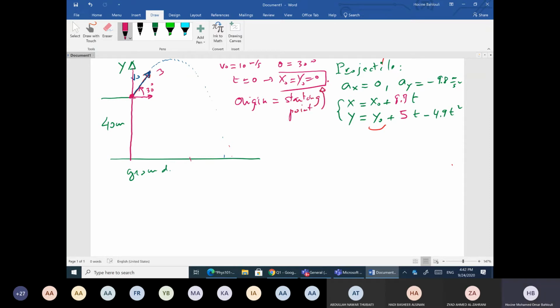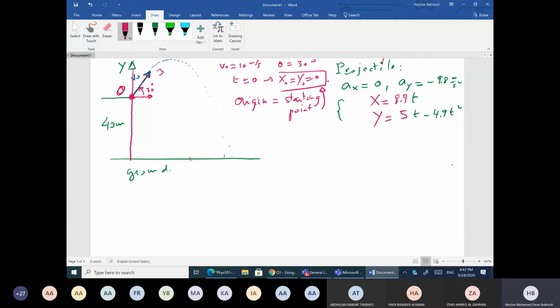How to find x zero and y zero? You say where is the object at time t equal to zero? It is at the top of the building. But the top of my building is my origin. This is what I called zero. So that means my origin, my coordinate, and my object are together at time t equal to zero. So we go here and erase them. My x and y are very simple now: x is equal to 8.7 times t and y is 5 times t.